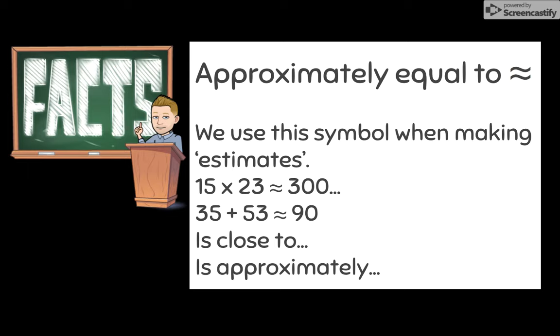35 plus 53 is close to or approximately 90. So the language we use for this symbol is "close to" or "is approximately".